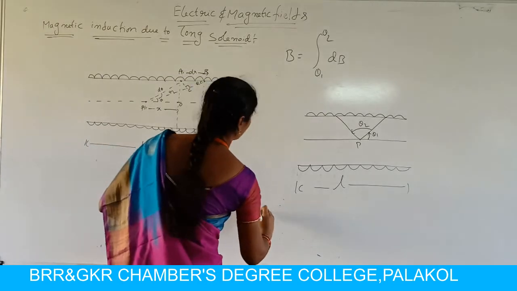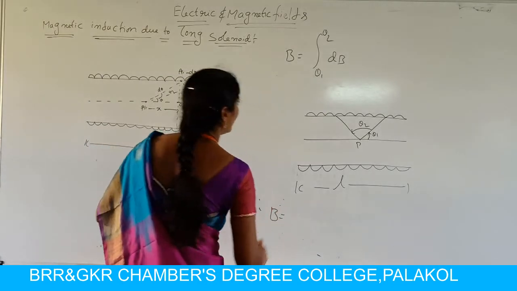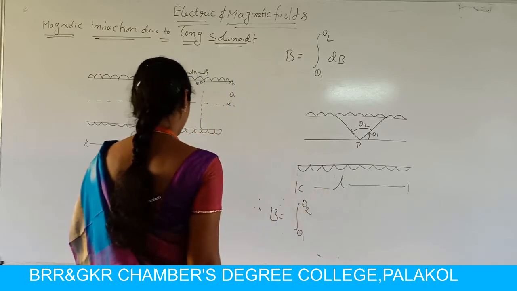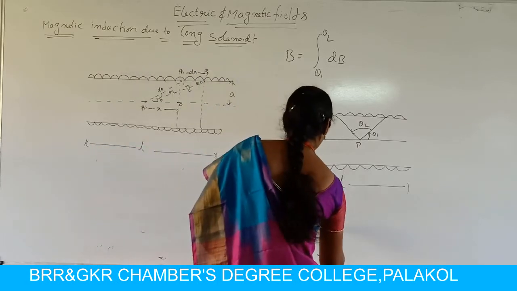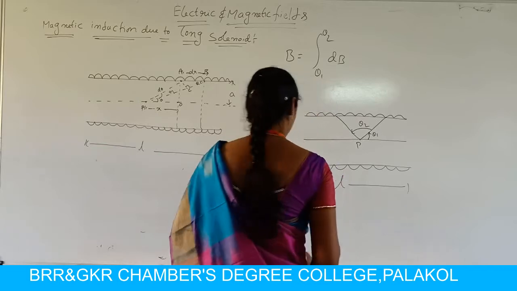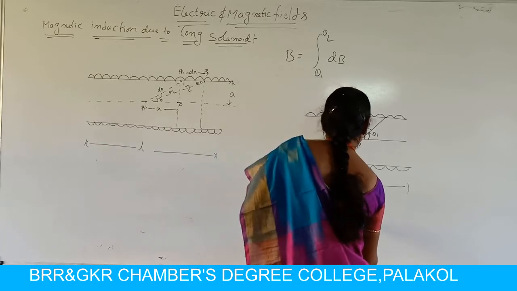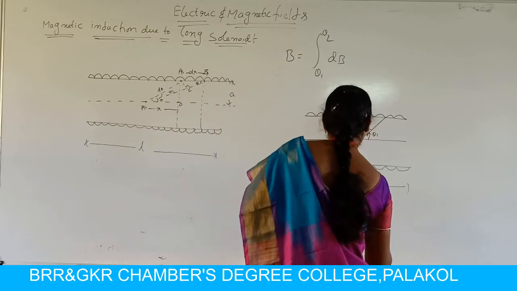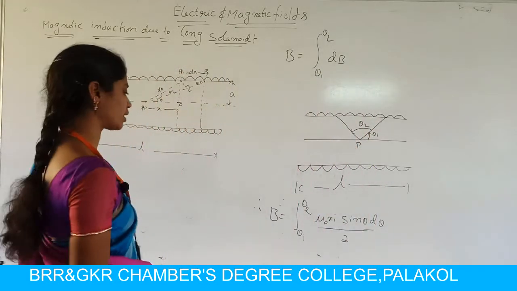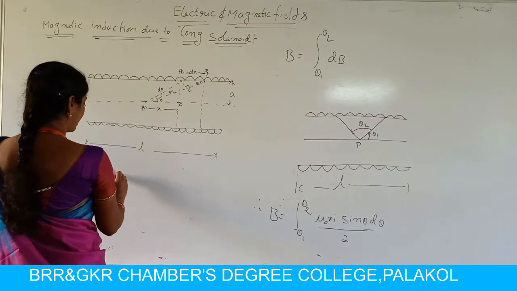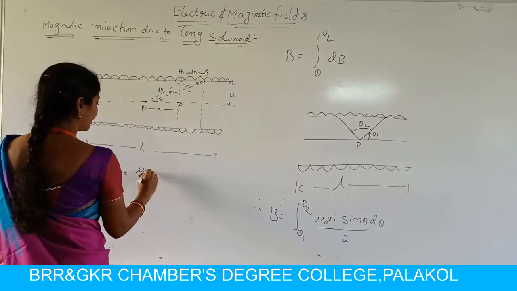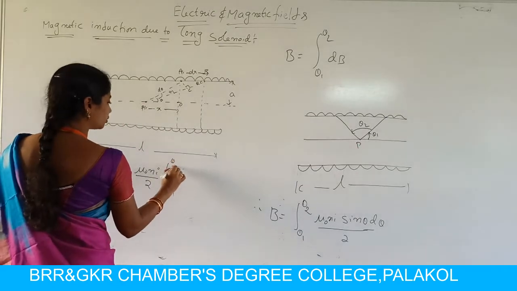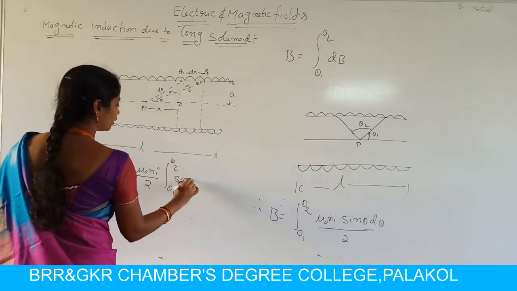Therefore B is equivalent to the integral from theta 1 to theta 2 of dB, which is mu naught n I sin theta d theta divided by 2. Here the constant terms are placed before the integration. Then B equals mu naught n I by 2 into the integral from theta 1 to theta 2 of sin theta d theta.